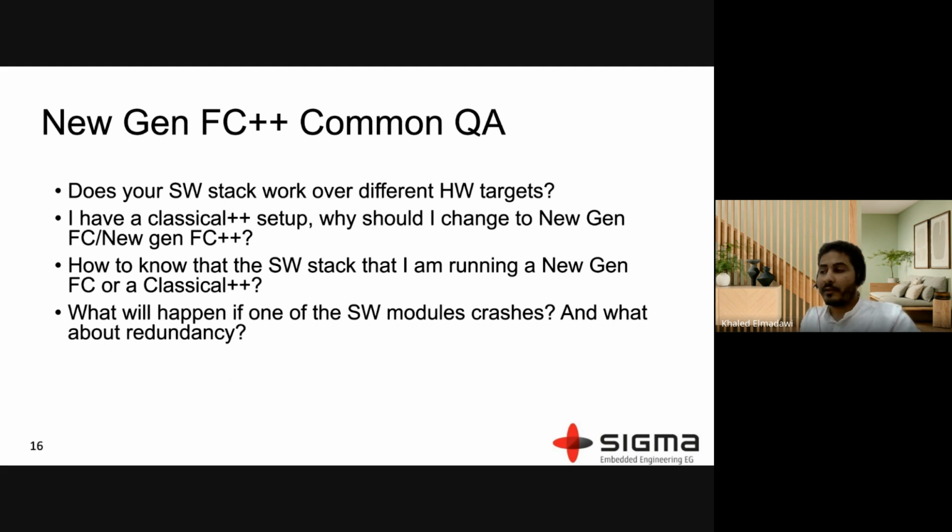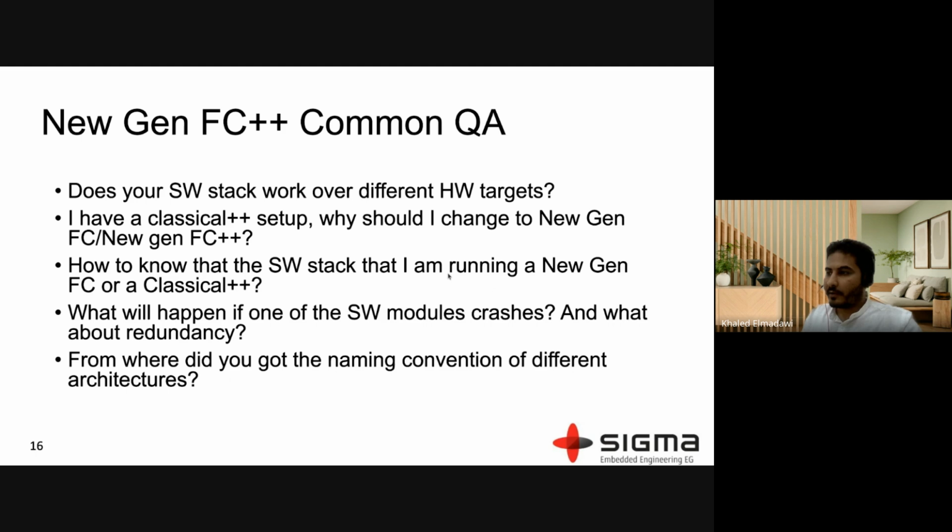And what about redundancy? Service-oriented architecture, or the new generation flight controller, actually has an advantage where you can have multiple processes that are running different sensors or something like this. Or you can have a software redundancy rather than a hardware redundancy.